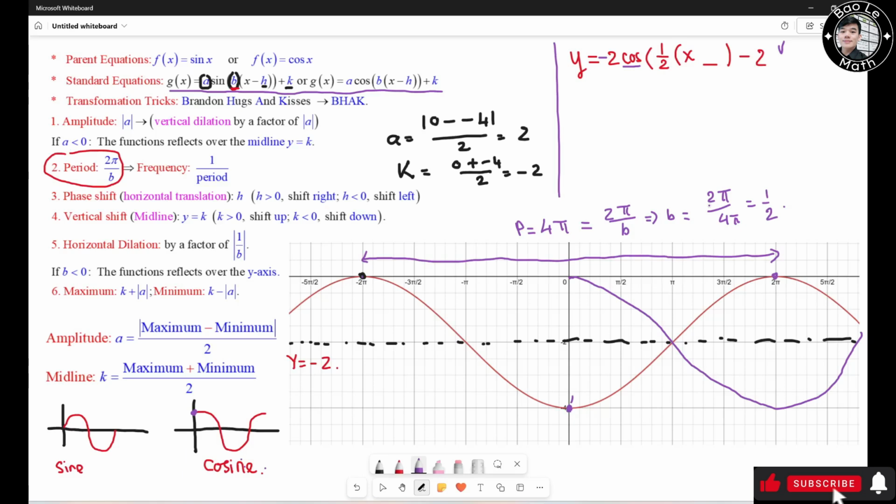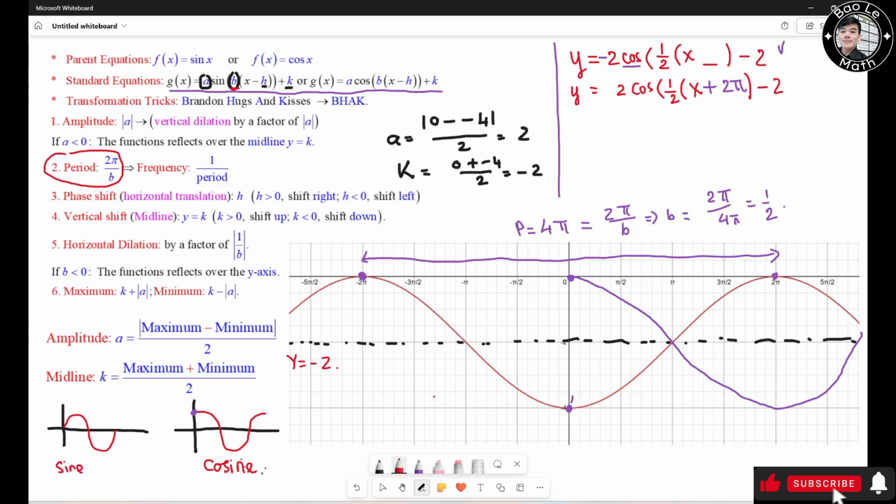Now, there is another answer. If I pick this point as the initial point, the function starts right here and ends up right here, which is the function shifted left 2 pi units. So it's going to be y equals 2 cosine of 1/2 times x, and in this situation it's going to be plus 2 pi, close parenthesis, minus 2.